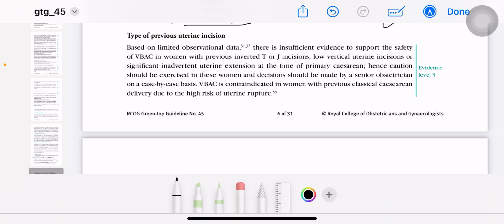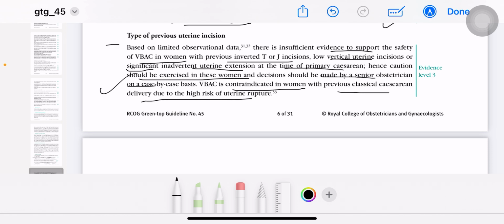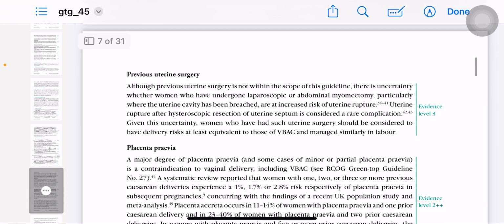Now, the type of uterine incision is very important. There is insufficient evidence to support the safety of VBAC in women with a previous inverted J or T incision, lower uterine vertical incision, or significant inadvertent uterine extension at the time of primary cesarean. Hence, caution should be exercised in these women and the decision should be made by a senior obstetrician case by case. Sometimes it depends upon the obstetrician's choice, but the better option is that VBAC is contraindicated in women with a previous classical cesarean section due to high risk of uterine rupture. So you have to avoid it.